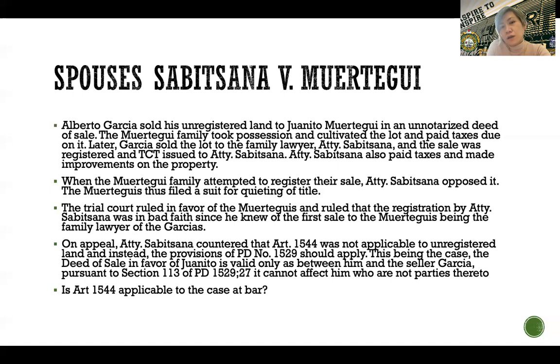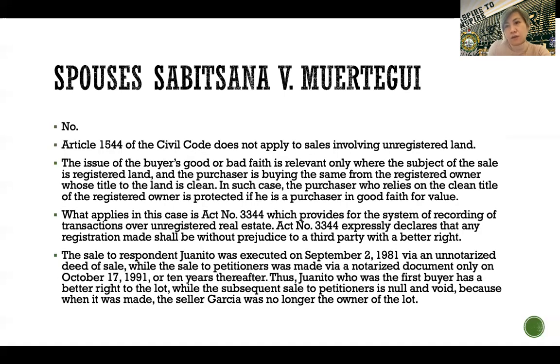So, is Article 1544 applicable as argued by Attorney, or is it not as argued by Attorney Sabitsana? So the court ruled here that 1544 will not apply to sales involving unregistered land. So the issue of the buyer's good or bad faith is relevant only when the subject of the sale is registered land and the purchaser is buying it from the registered owner whose title to the land is clean.